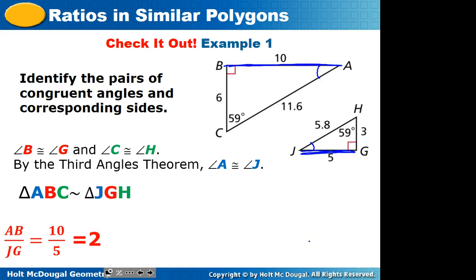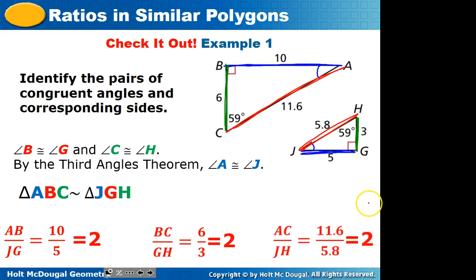So we're going to put those two numbers over each other. 10 over 5, that equals 2. Then we're going to compare our next two letters, which are BC and GH. BC is here, GH is here. So again, we're going to put 6 over 3, and that equals 2. And our final comparison is AC, which is this one, is going to compare to JH. So that's 11.6 divided by 5.8, and that is also 2.